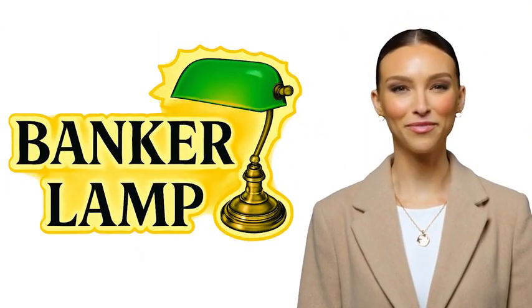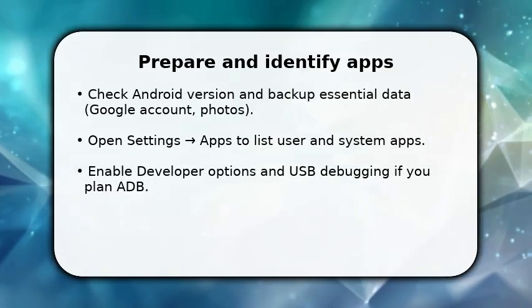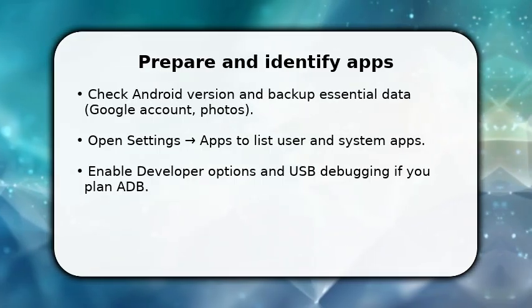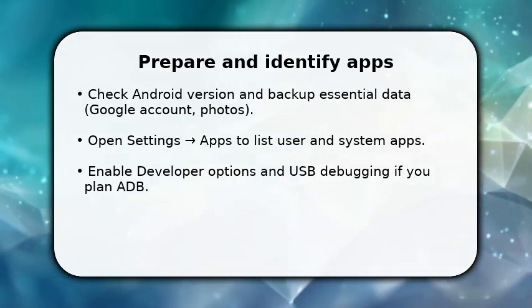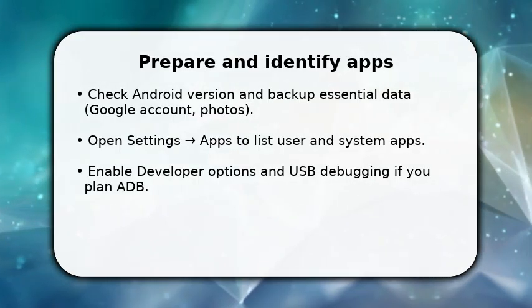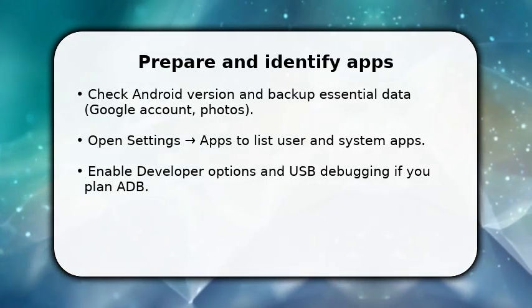Please enjoy the video. You start by confirming your Android version and making a quick backup so nothing important is lost. Once done, open Settings and go straight to Apps to see which apps are user-installed versus system. Make sure developer options are enabled and USB debugging is on if you plan to use ADB. This gives you powerful removal options.